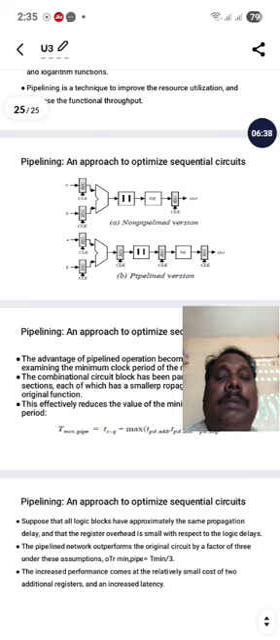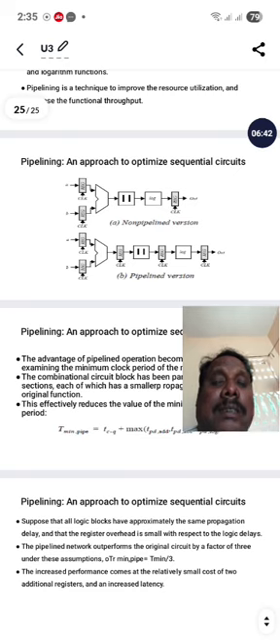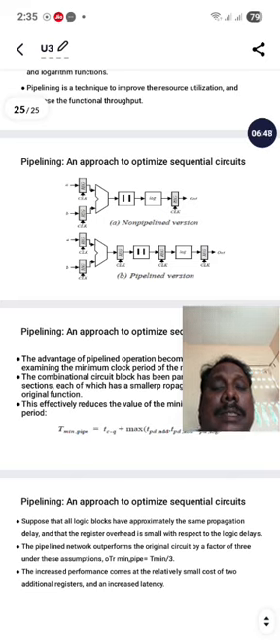Whereas in the non-pipelined version, we don't have the registers along with the clock. So this is a simple thing, but having registers is more appropriate.